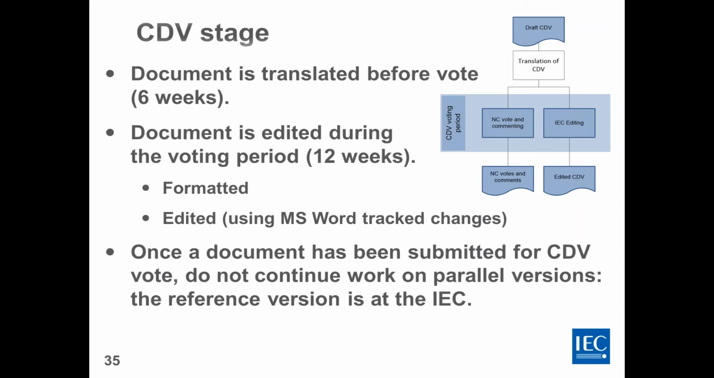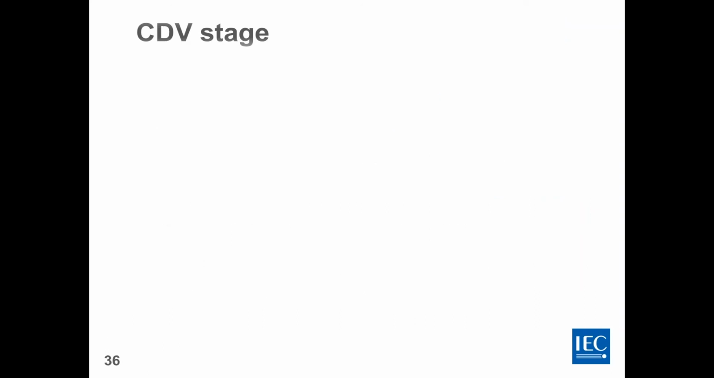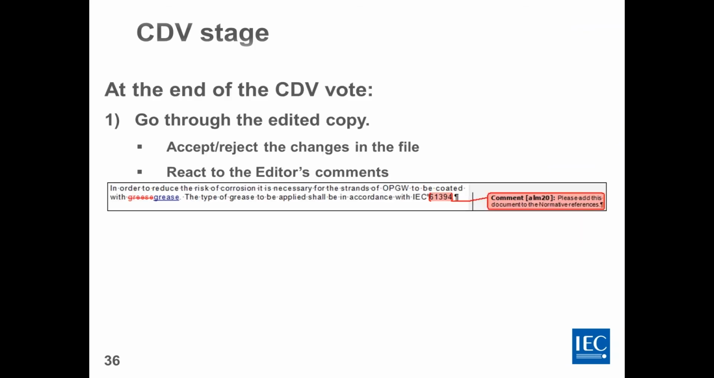What will you have at this stage, at the end of the CDV vote? You will have our edited copy. So go through this edited copy, accept and reject the changes which you have in the file, and react to the editor's comments. So you'll see these changes marked up in track changes mode here, for example, at this point, or you will see comments appearing in the comment bubbles.